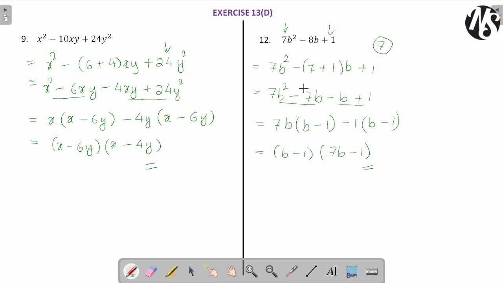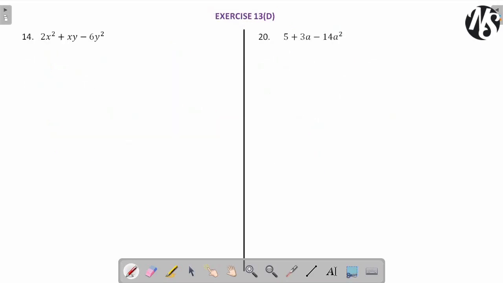Okay, so you may pause the video and note down your solution. Let's have a look at these two questions, and these are going to be my last questions for the day. Now I told you, multiply this number and this number. How much do you get? 2 into 6 is 12.